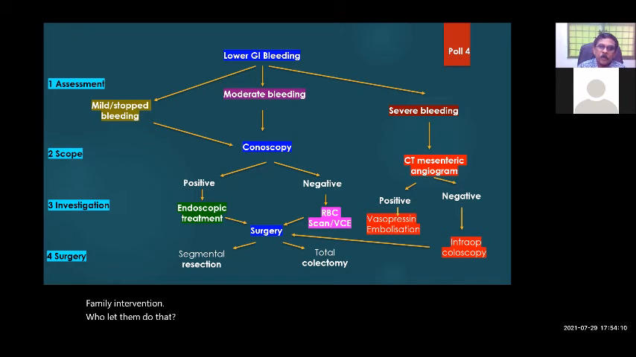Angiodysplasia, the sigmoid colon is the most common cause? No. Angiodysplasia is the most common cause in the ascending colon, the right side. On the left side it is diverticular disease, and diverticular disease is more commonly seen than angiodysplasia. I think that's all. We stop there. Any questions?